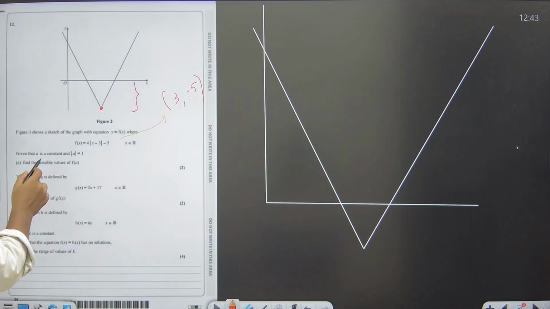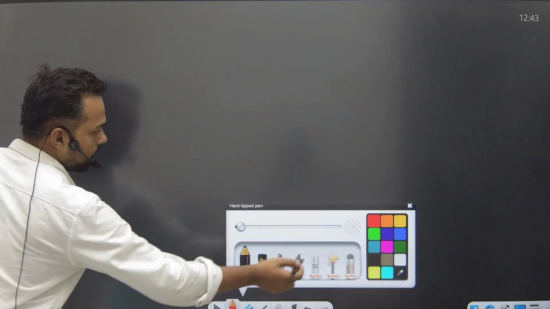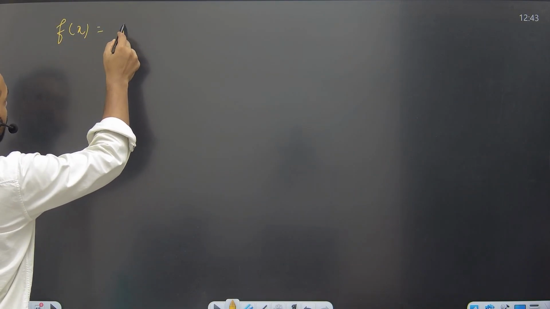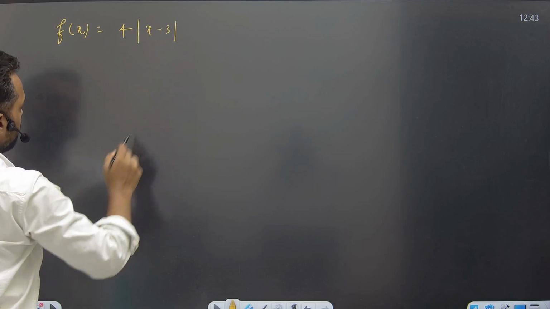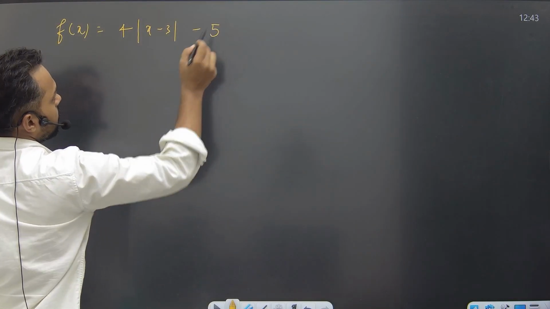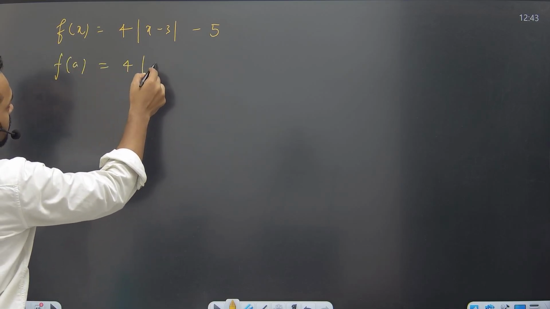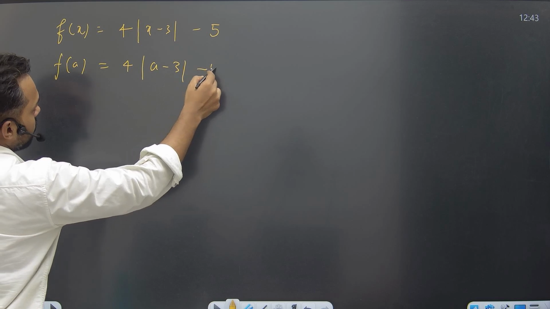In the question, the first part: a is constant and mod of a is 1. Find the possible values of f(a). See, for possible values of f(a), if fx was given by 4 times mod of x minus 3, minus 5, then for f(a) it will be 4 times mod of a minus 3, minus 5.